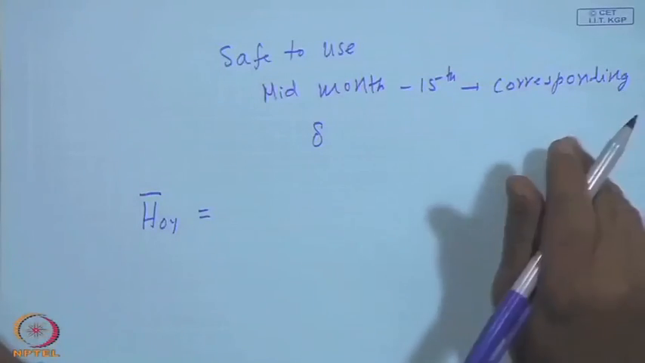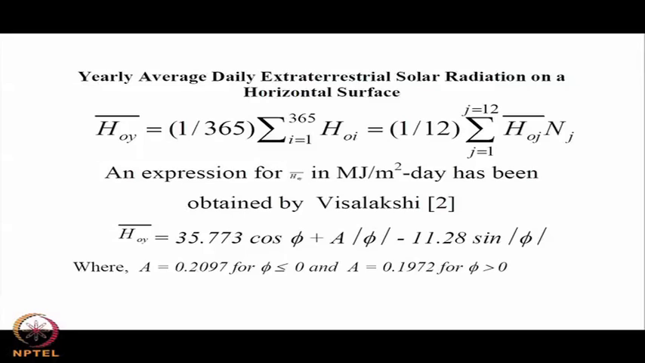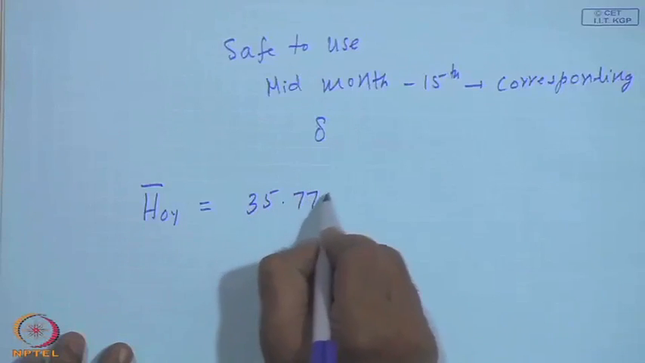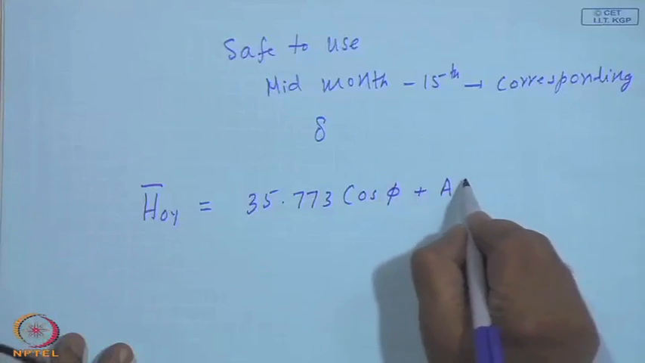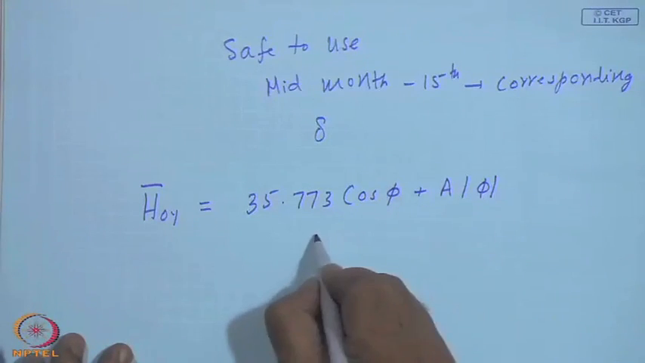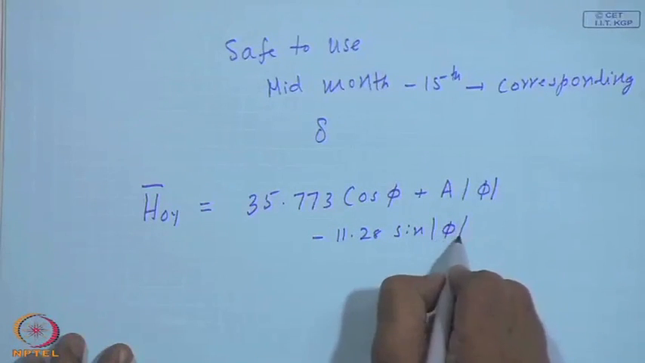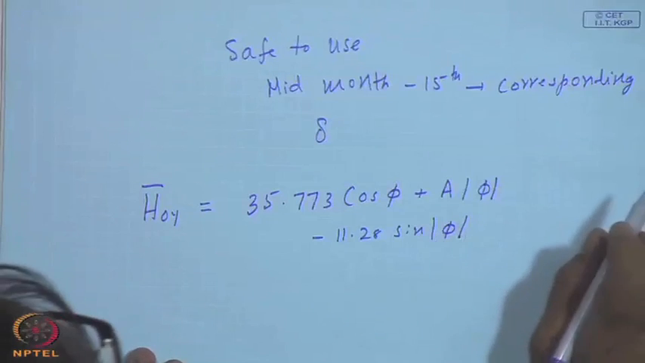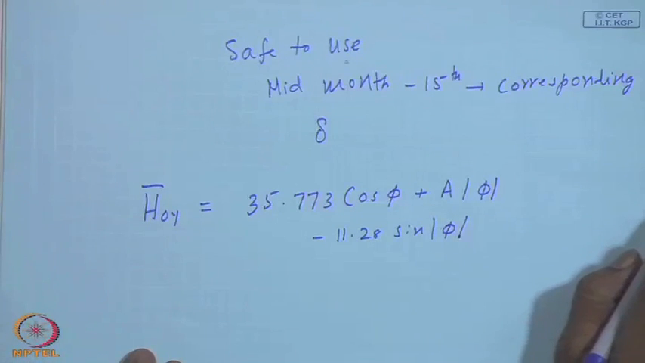You can use this, and this is again defined as 1 by 365 times the summation, or 1 by 12 of the averages of each month. And you have a very simple expression given by H 0 y bar is 35.773 cos of latitude plus a times modulus of phi minus 11.28 sin mod phi, where a, for positive latitudes, is slightly lower, for negative latitudes slightly higher.